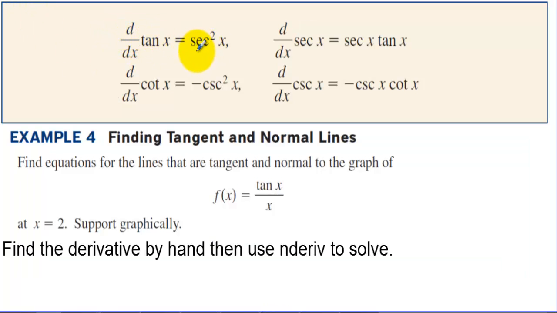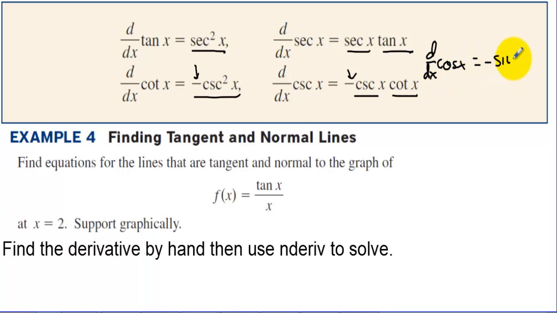The derivative of tangent is secant squared. The derivative of cotangent is negative cosecant squared. The derivative of secant is secant tangent, and the derivative of cosecant is negative cosecant cotangent. And notice all of the derivatives of the cofunctions, they're all negative. Even the derivative of cosine of x is negative sine of x. So all cofunction derivatives are negative.